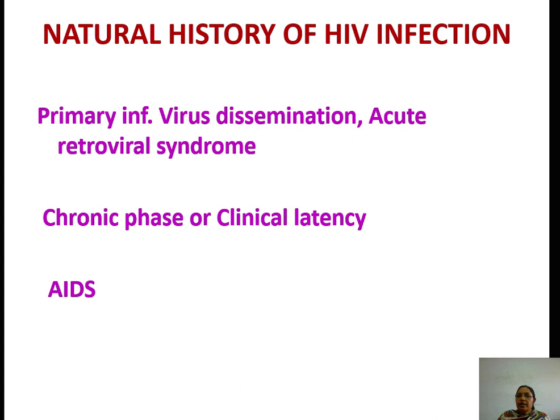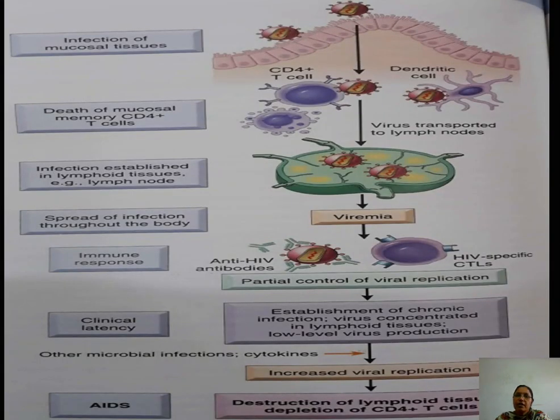Now coming to the natural history of HIV infection. First of all, we divide the clinical phases of the infection into three types. First or primary is the acute phase, second is the chronic phase or clinical latency phase, and third is the full-blown disease, that is AIDS. Now this diagram is showing the natural history.